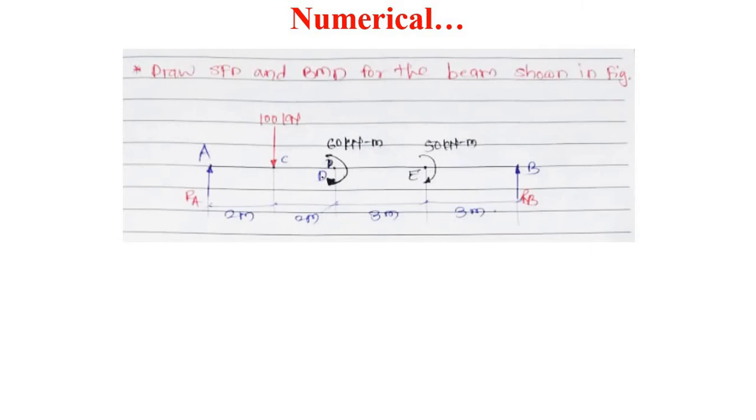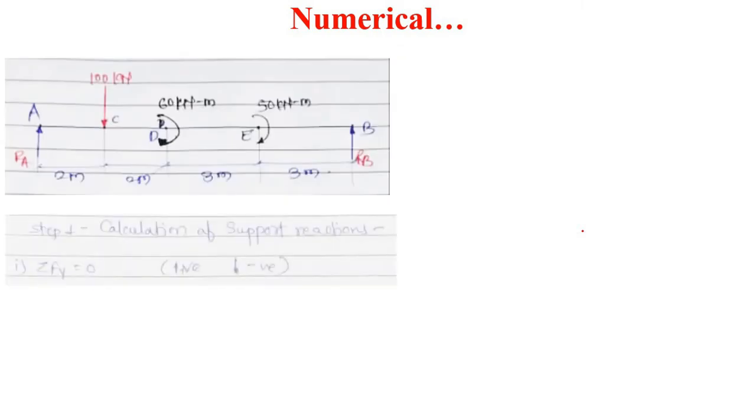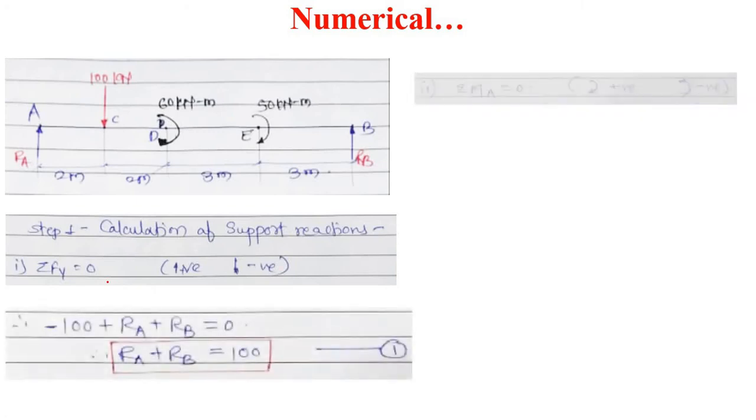Okay, so draw this figure and try to solve this numerical. So step number 1, calculation of the support reactions. This beam is simply supported at A and B. So therefore we will calculate the reactions RA and RB by using these two criteria: summation of all the forces in the vertical direction is equal to 0, and the second criterion, summation of all the moments about any one support, that is A, is equal to 0.